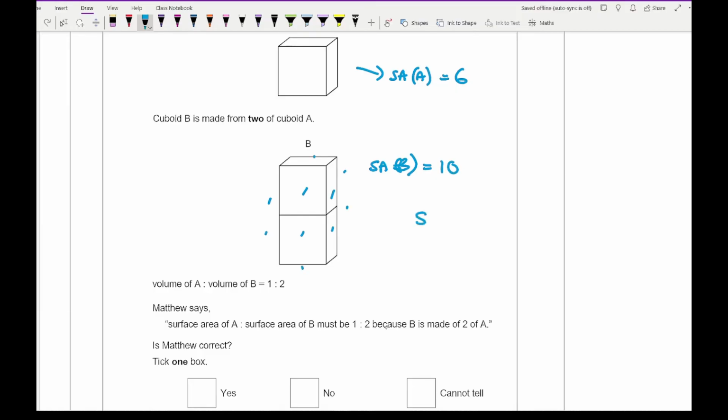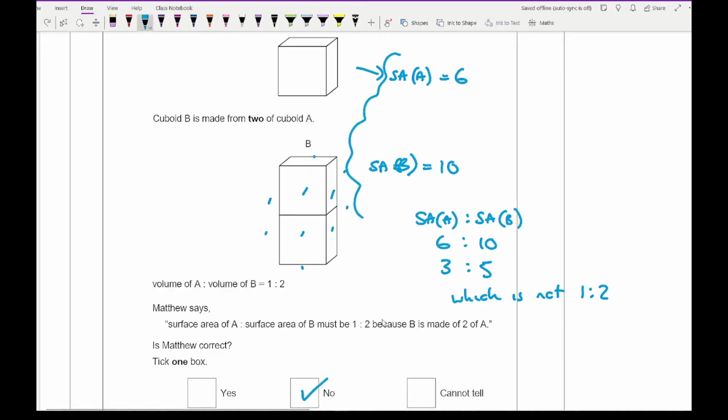So then the surface area of A to the surface area of B is going to be in the ratio of 6 to 10, which simplifies to be 3 to 5, which is not 1 to 2. So therefore the box we need to tick is going to be no, and this here would be my working out.